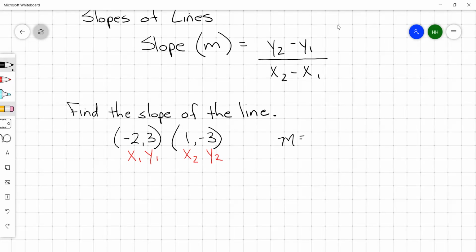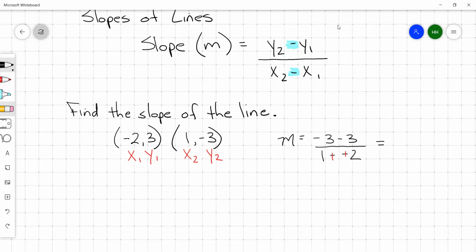So your M is going to be equal to, in this case, -3 minus 3 divided by 1 minus -2. Now, you got to be careful when you're dealing with negative coordinates, because the slope formula is subtraction. In this case, with your x sub 2 minus your x sub 1, you're subtracting a negative. And when you subtract a negative, you keep, change, change. You keep the first number the same, you change the symbol, and you change the sign.